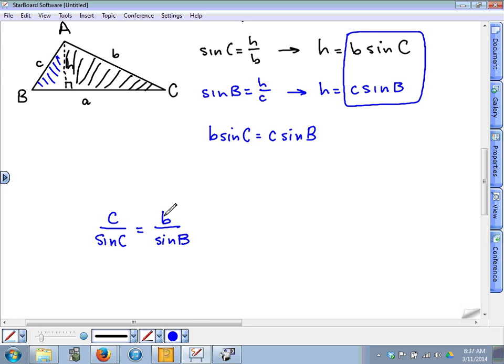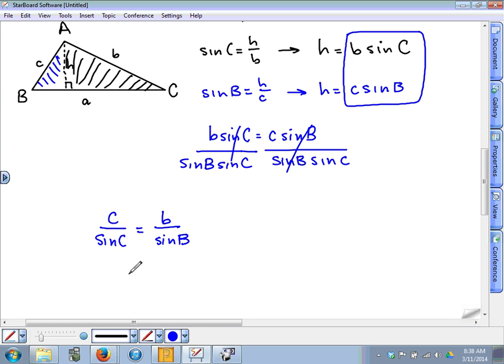Divide each side by the sine of C and the sine of B. Divide this whole side by the sine of B, and the sine of C. If we divide that side by sine B sine C, and divide this side by sine B sine C, as long as we divide both sides by the same thing, we can do that. We can do whatever we want, really, as long as it's the same. Here the sine B cancels. Here the sine C cancels. So that leads us to this.